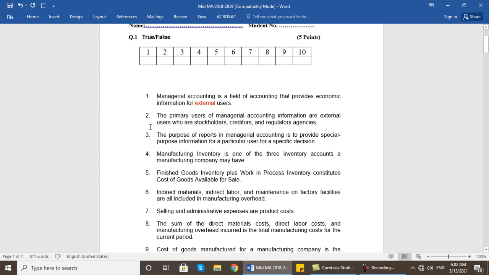Number 2, the primary users of managerial accounting information are external users who are stockholders, creditors, and regulatory agencies. Again, number 2 is false.